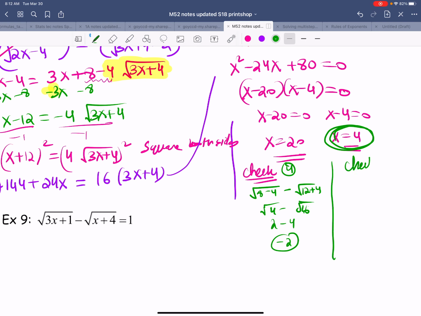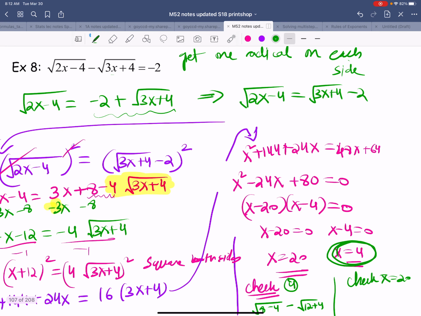Now let's check x equals 20, if that works or not. So I'm going to plug into the original equation. Keep in mind, 20 times 2 is 40. 40 minus 4 is 36. Minus the square root of 20 times 3 is 60, 60 plus 4 is 64. And the square root of 36 is 6. The square root of 64 is 8. 6 minus 8 is negative 2. So in this case, they both work. Both are going to be my solutions.